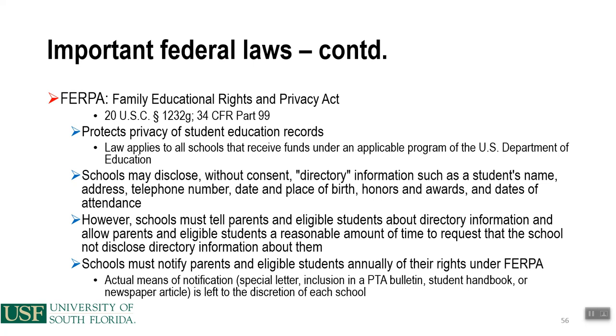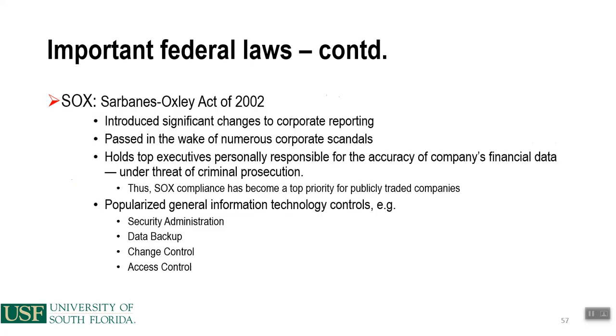But schools must tell parents and eligible students about directory information and allow eligible students a reasonable amount of time to request that the school not disclose the directory information about them. So we can actually make sure that that information is not disclosed if it's not of interest. And the schools must notify parents and eligible students annually about their rights under FERPA.